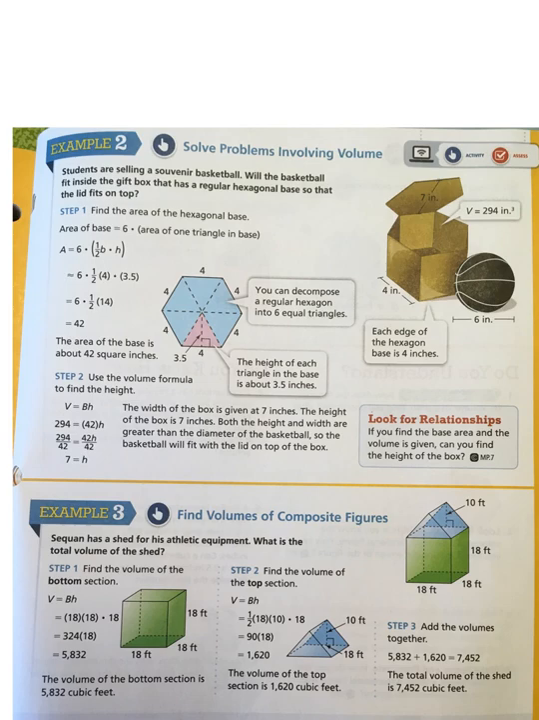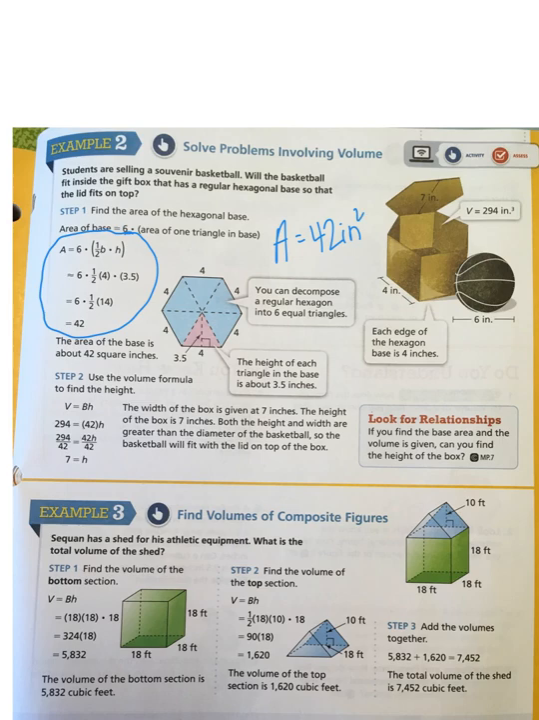So the first thing is they're actually showing you the formula and how to find the area of a hexagon. I would not, at this point, worry too much about memorizing that or knowing that, because what would most likely happen is if you were given a problem at this point about a hexagonal prism, we would just say that the area of the base is 42 inches squared and go from there.